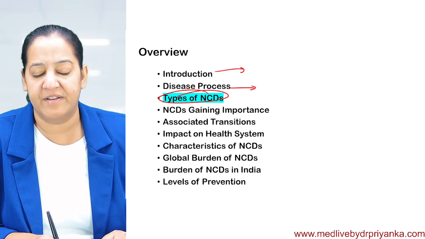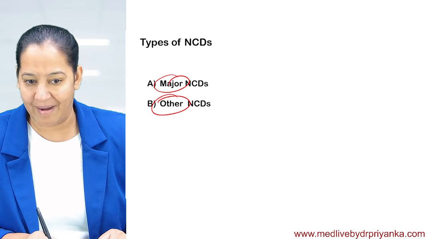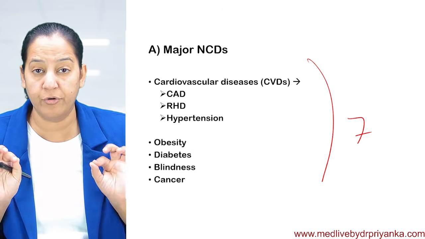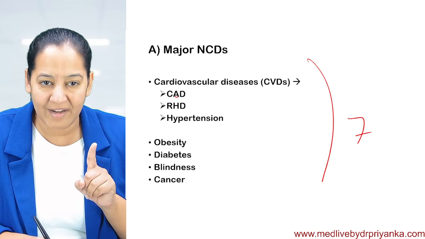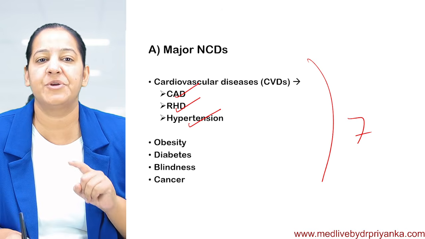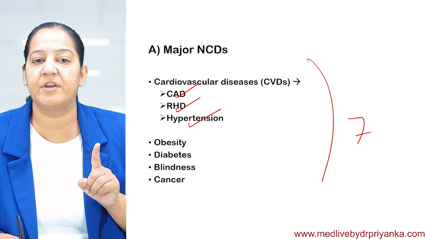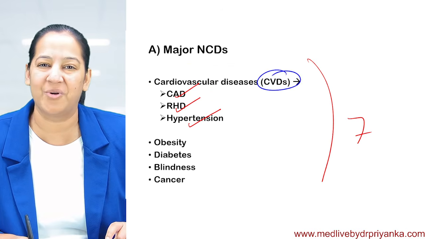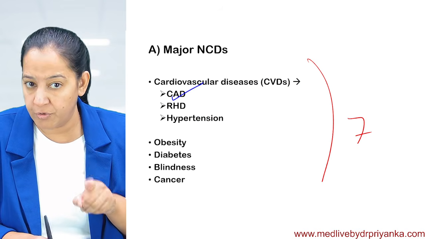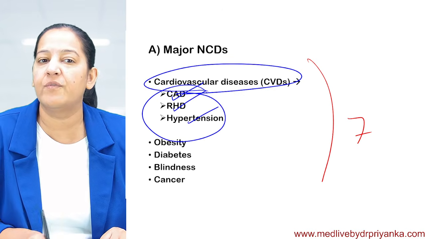Now coming to the types of NCD. How many types of NCDs am I going to teach you? So there are two types of NCDs, major and minor. The major ones are these. There are 7 major NCDs. I'm going to teach you all 7 in detail. Coronary artery disease, rheumatic heart disease, and hypertension. These 3 together are known as cardiovascular diseases. If you get a long question in your university exam on cardiovascular disease, you have to write down all 3. But usually you get the question on one of them. These 3 together are known as cardiovascular disease.